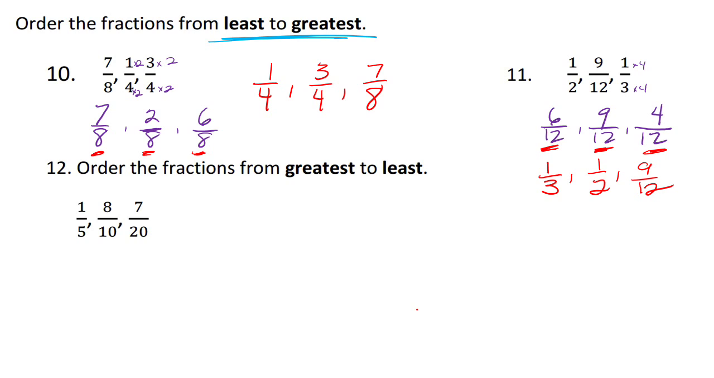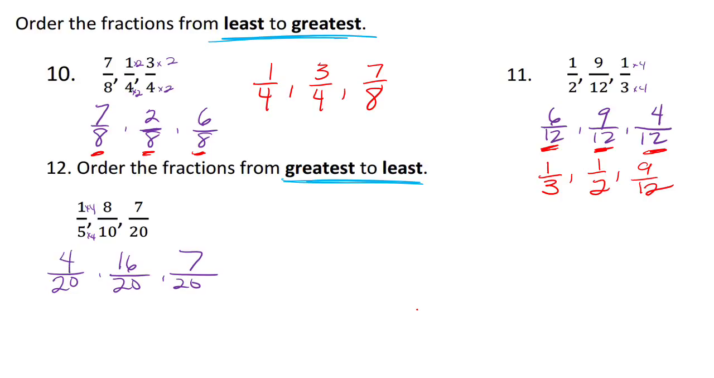So for number 12, our directions say greatest to least. So first step is we find common denominators here. So our common denominator is 20. So let's go ahead and rewrite all of our fractions with a common denominator of 20. So 8/10 is 16/20. 1/5 times 4 times 4 gives us 4/20.